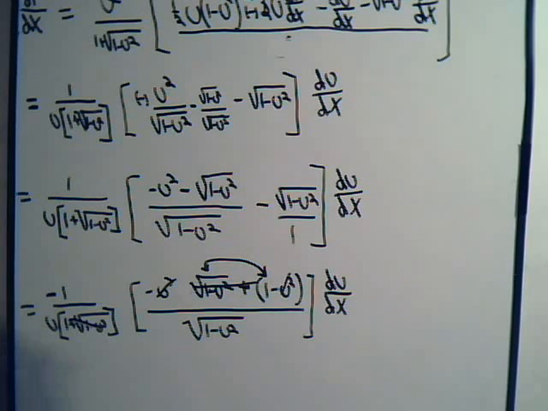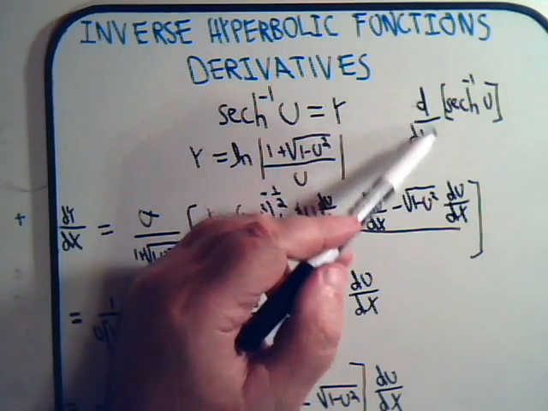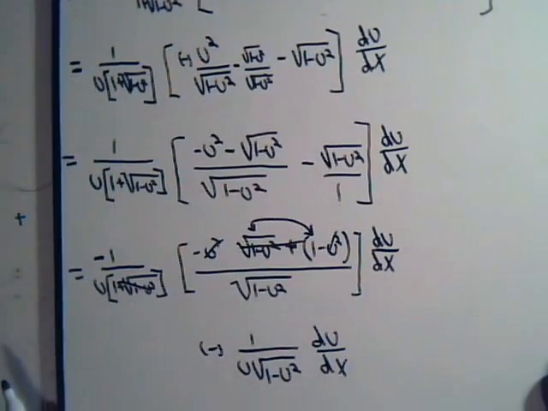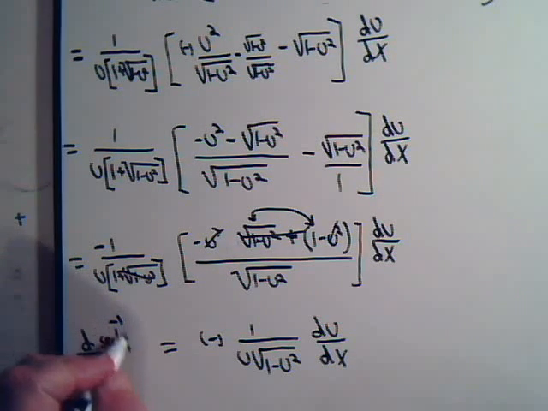So those are going to cancel. So this is going to come out to be equal to 1 over u times the square root of 1 minus u squared, times du/dx, and there's a minus sign here. And that is dy/dx. But dy/dx is the same thing as the derivative with respect to x of the inverse hyperbolic secant of u.